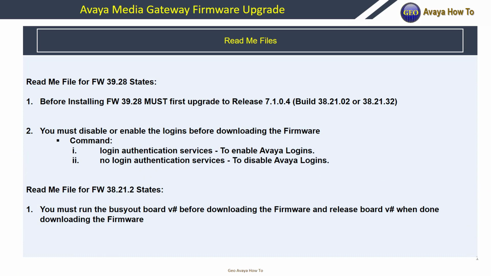When you upgrade your Media Gateway to a newer firmware, always make sure to read the Readme file that Avaya issues with every release. To install firmware 39.28, the Readme file specifies that first, we must install firmware 38.21.2. Second, we must disable or enable the logins before downloading the firmware. If we look at the Readme file for firmware 38.21.2, you'll see that we must run the command busyout board before downloading the software and release board after downloading the software. To be honest, I've never had to busy out the gateway board to download the software. In our example, we'll skip this part and see if we encounter any issues.